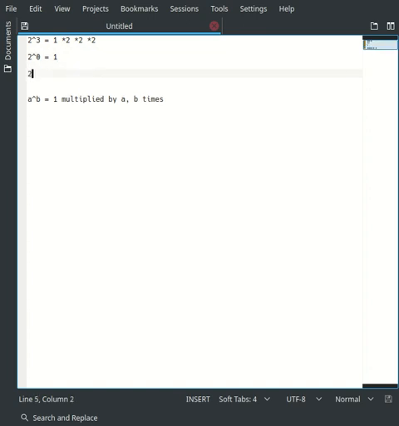How about a negative exponent? So now you start with 1, and you multiply it by 2 negative 3 times. That means the negative of multiplication is division, right? So divide by 2, divide by 2, divide by 2. There you go.